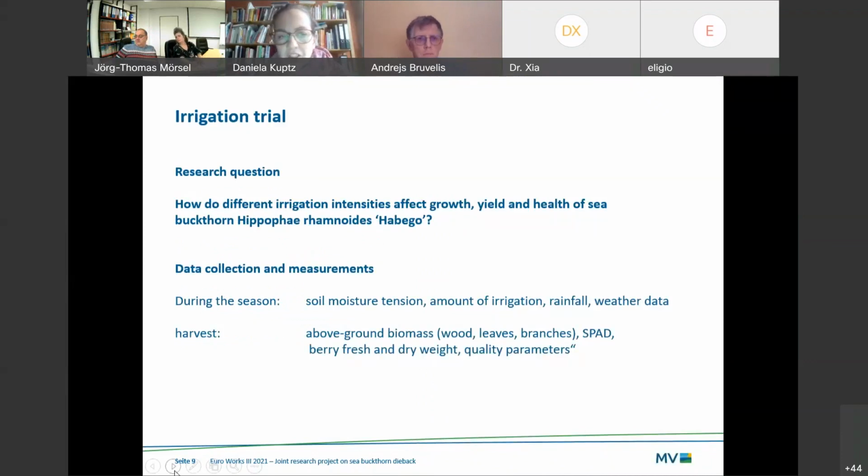Our research question is, how do different irrigation intensities affect growth and yield of Seabuckthorn? We chose the German breed Habego. During the season, we collected soil moisture tension, amount of irrigation, rainfall, and weather data. At the harvest, we measured above ground biomass of wood, leaves, and branches. We measured the chlorophyll by SPAD, and we determined fresh and dry weight, as well as other quality parameters.